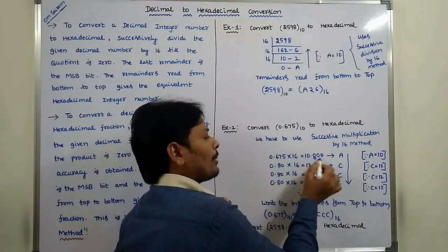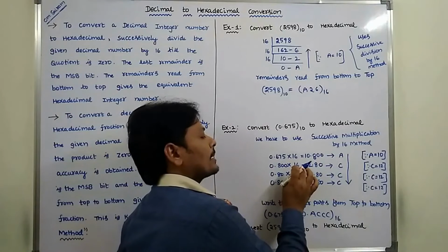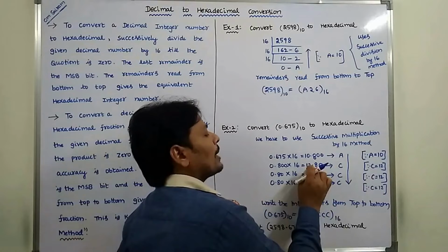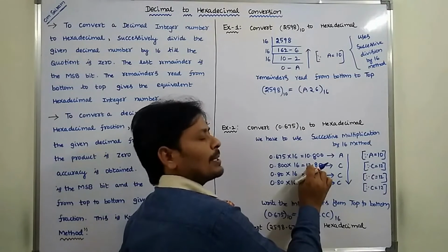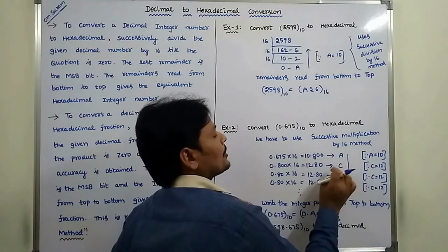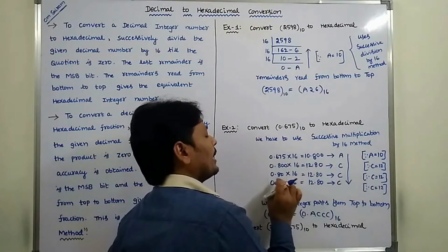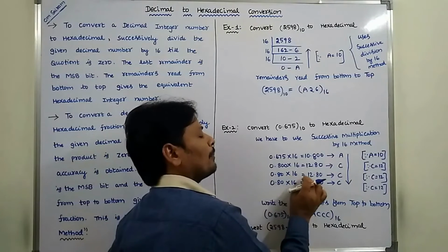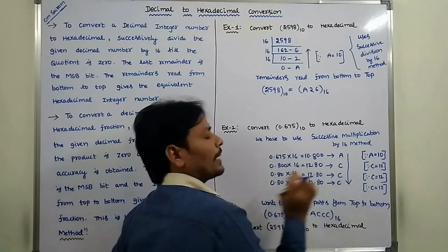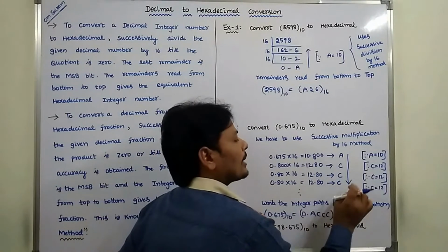Now the fraction part 0.800 is multiplied with 16, and we are getting 12.80. Now the integer part can be separated. In the hexadecimal system, 12 is not there, so 12 can be written as C. So here C is 12. Again the fraction part 0.80 is multiplied with 16, and we are getting 12.80. We separate the integer part, which is 12, and 12 can be written as capital C.